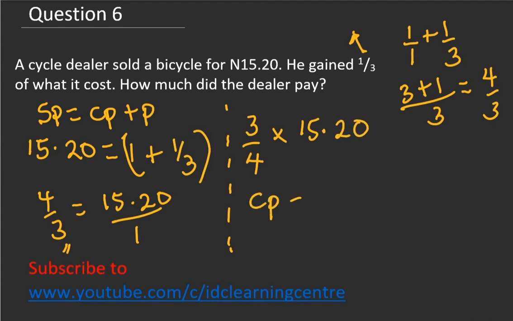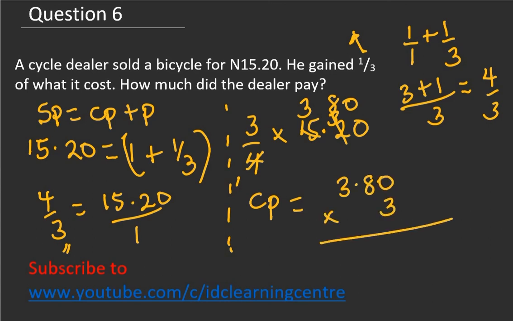So cost price equals 4 into 15 is 3. Remainder 3. 4 into 32 is 8. Bring down your 0. So it will be 3.80 times 3. 3 times 0 is 0. 3 times 8 is 24. Put 4. Bring 2 here. 3 times 3, 9, 10, 11. So the cost price will be 11 naira 40 kobo.